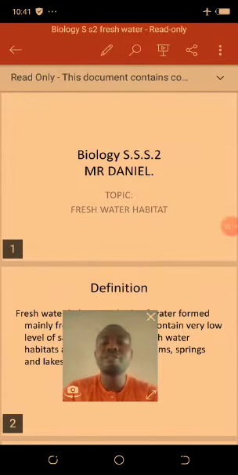Today's topic is freshwater habitat. If you can still remember, we've been talking about habitat, and I said habitat is a place where organisms live. Now, I will talk about aquatic habitat. We've talked about the marine habitat. We've talked about the estuarine habitat. Today we are talking about freshwater habitat.